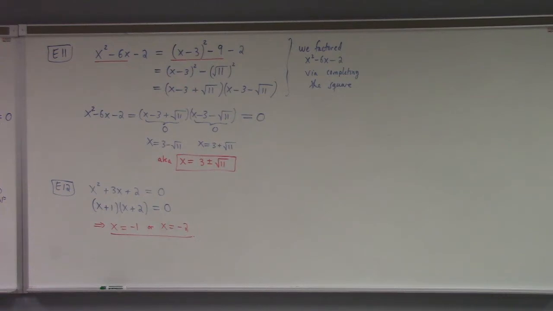Why didn't we just factor example 11? Because the square root of 11 is kind of hard to pull out of thin air, isn't it? Yeah, I think.